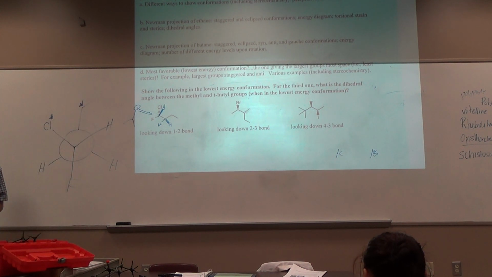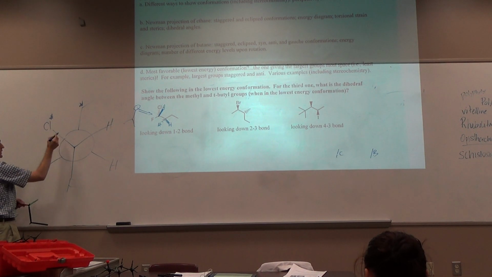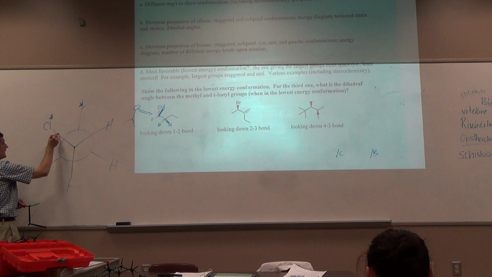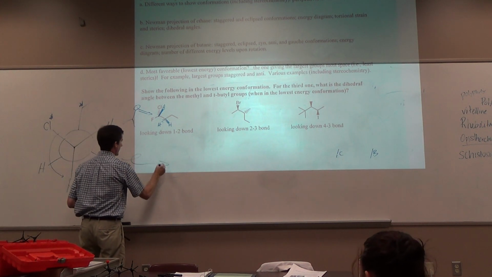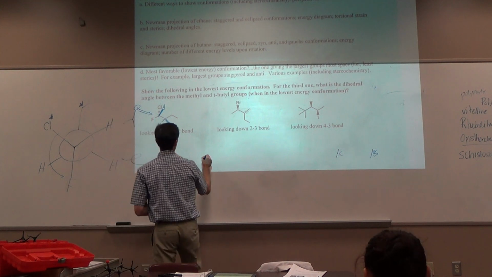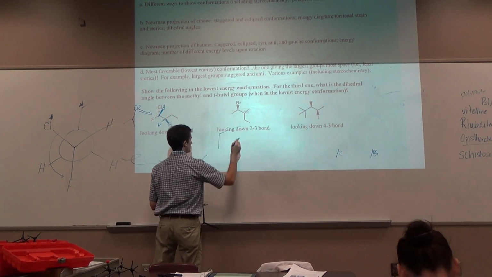Right here, as drawn, those two groups are gauche to each other. That's not the best. How do we want them? Anti. How are we going to get them anti? I'm going to rotate one of the carbons. I'm going to rotate the front. I want the chlorine down here. This means I just rotated the front. That means the back is not going to change.